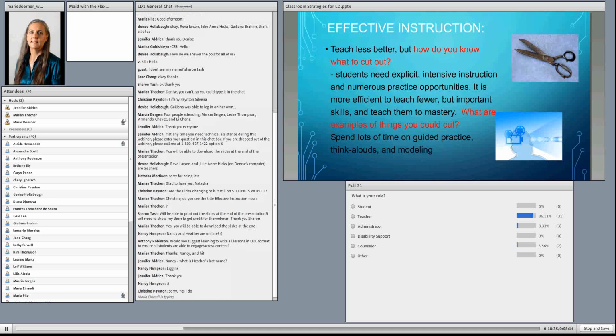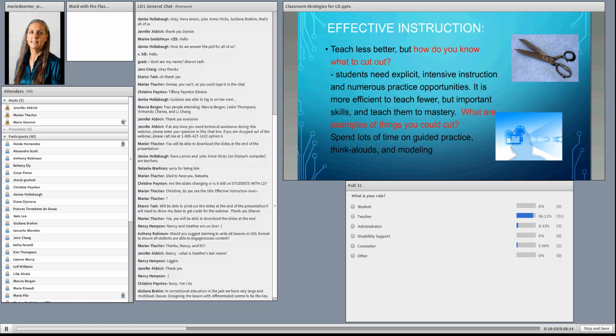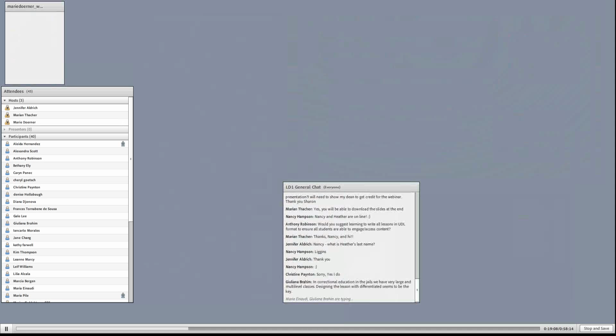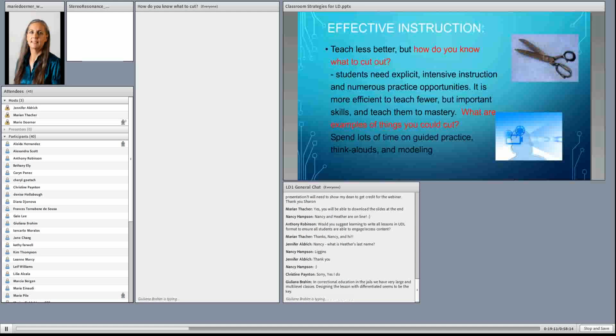So here comes a question for you. If we're talking about teaching less but teaching it better, how would you know what to cut out? Also, students need explicit, intensive instruction and numerous practice opportunities, and it is more efficient to teach fewer but important skills and teach them to mastery. But what are some of the things that you could cut?